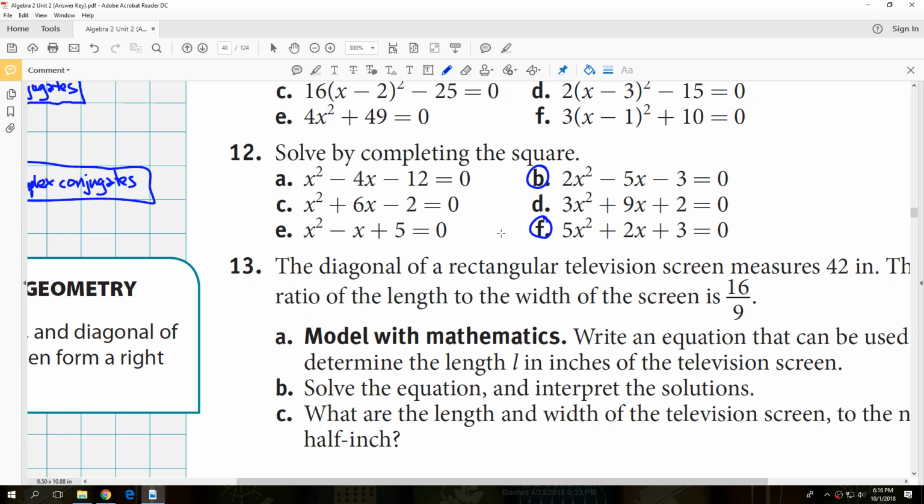Let me just write the answers for the other ones because I'm going to show B and F. So A, God, I don't even have room to write the answers in here, do I? Anyway, so A, x is equal to 6 and negative 2. Let me see if I can write these answers in at least. B, I'm going to go over, so we'll do that one. C is x is equal to negative 3 plus or minus the square root of 11.